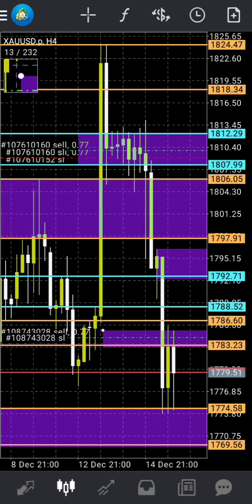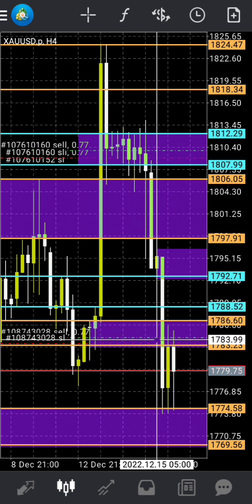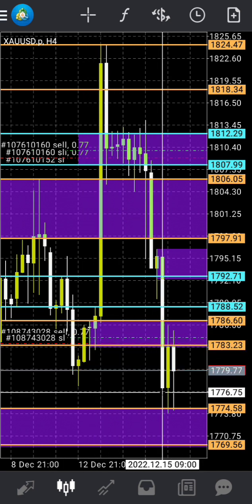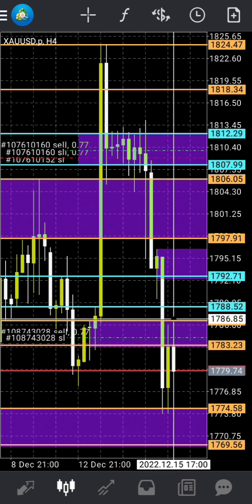This is a buy zone, but the price did not respect the zone and dropped and broke the zone, meaning this buy zone is going to turn into a sell zone. That's why we can sell here.